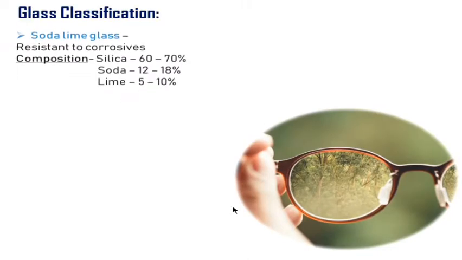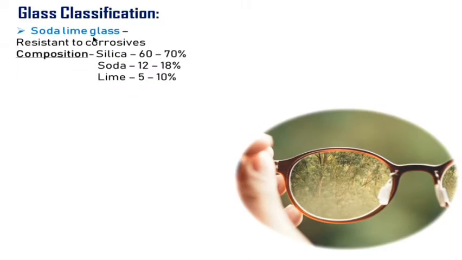glass classifications. Soda lime glass. If you see the composition, the silica's composition would range from 50 to 80% in the glass. It will be between this range. Soda lime glass is the most common glass that is used for window panes, normal glass for water. This resists the corrosives, that is the acids. Soda of 12 to 18%, lime of 5 to 10%.